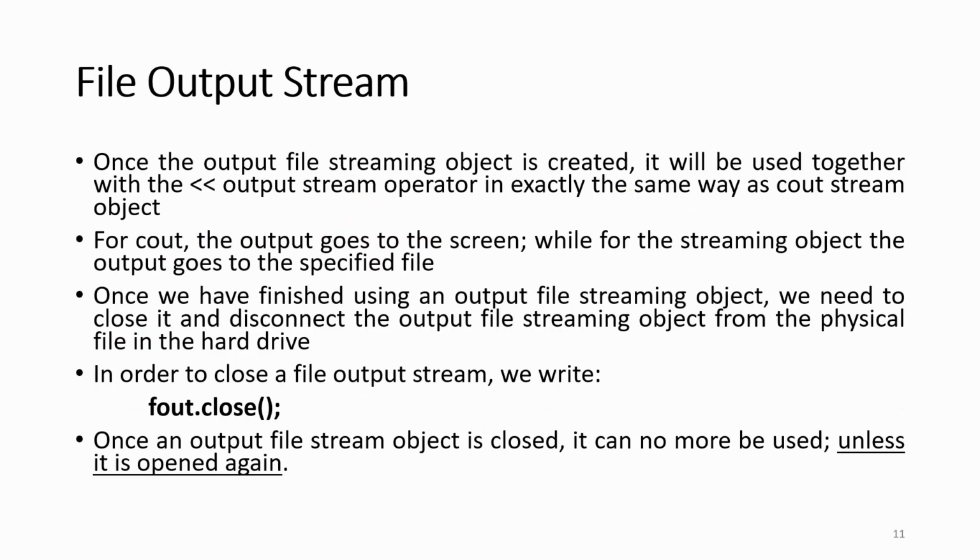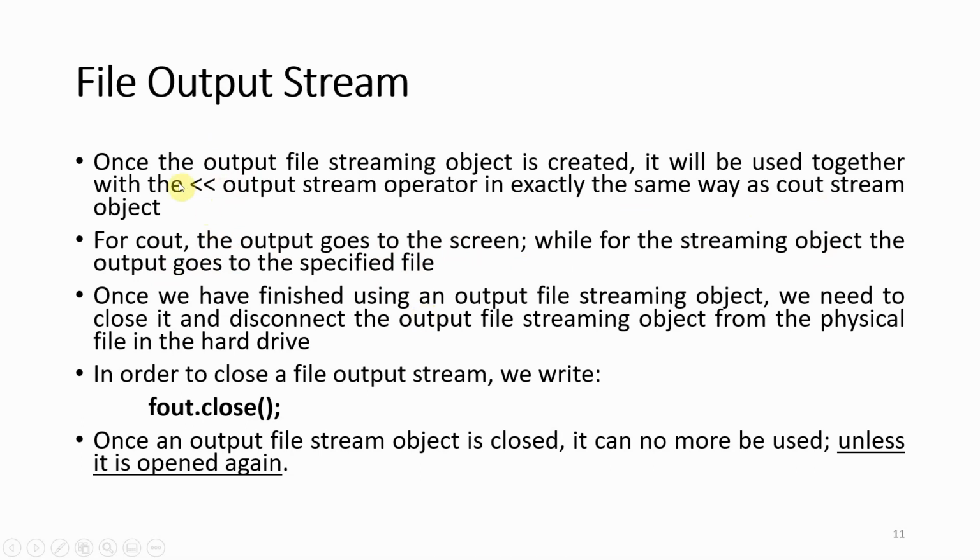Once the output file streaming object is created, it will be used together with the insertion output stream operator. So we can call this one now the output stream operator, in exactly the same way that we use cout with this. For cout, the output goes to the screen, while for the streaming object, the output goes to the specified file.